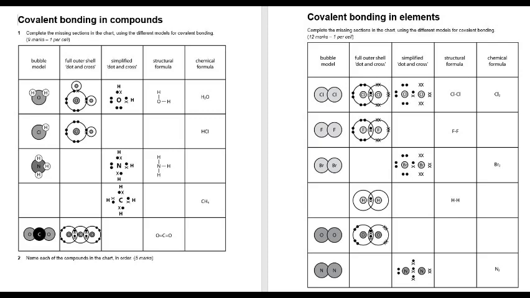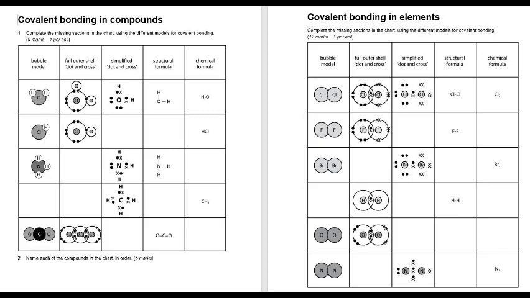And then very importantly, we have what's called the structural formula, and that is where you just draw letters to represent each atom, and then you put single, double or triple bonds between each of those atoms to show whether it is a single, double or triple bond. And then the last column is just the chemical formula.